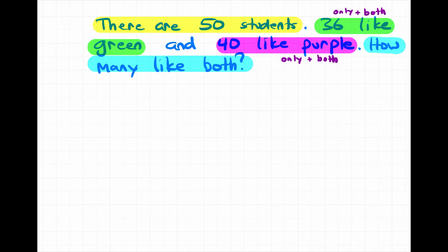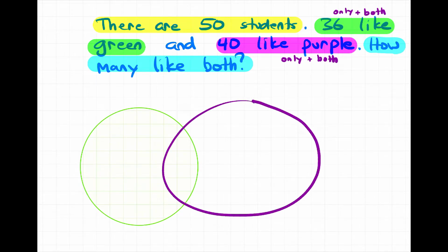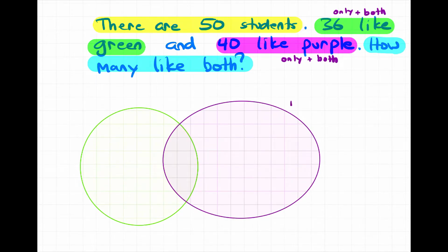Okay, so we're going to start off, as always, drawing our Venn diagram. So we've got a green circle right here, and I got a purple circle right here. The purple one is people that like only purple, and the green one is people that like only green. And don't forget this middle section where it's overlapping are the people that like both.